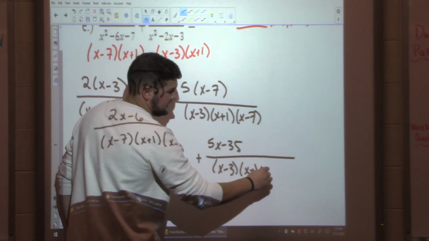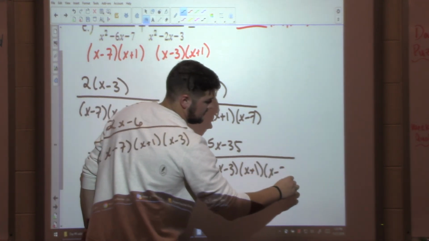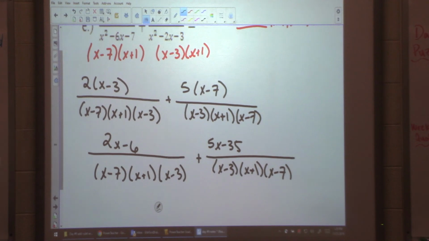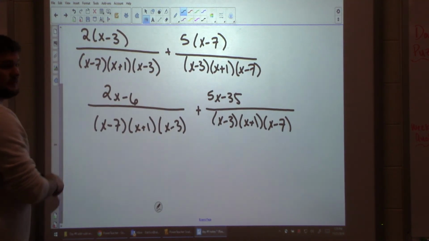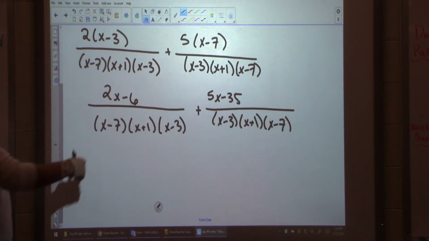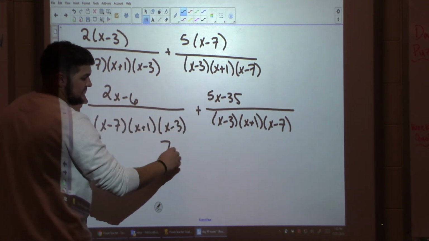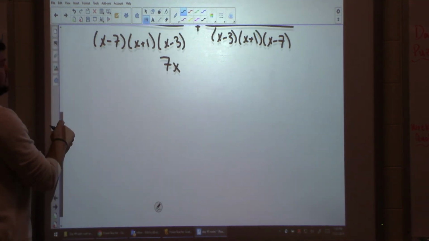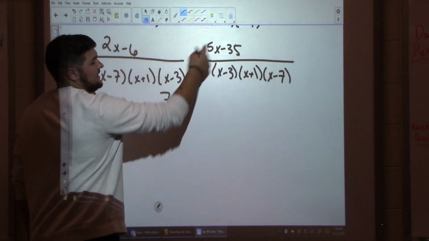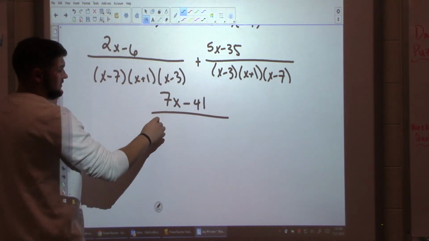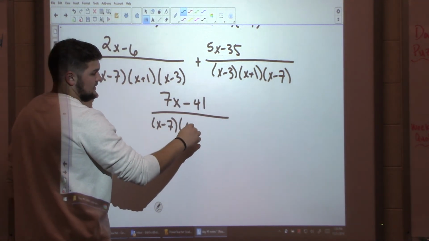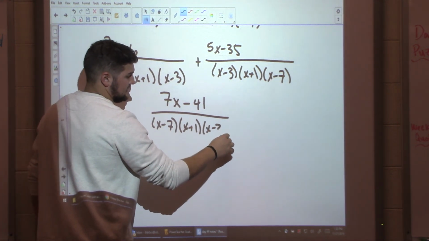Now if you get really good at this, you can probably do it where you just work with the numerators and then add your denominator back in at the end. That's perfectly fine. I'm writing out all the steps. Okay? Alright, I have common denominators. Can I add now? Yeah. 2x plus 5x gives me 7x. Negative 6 plus negative 35 is negative 41. Over that whole denominator, x minus 7, x plus 1, x minus 3.